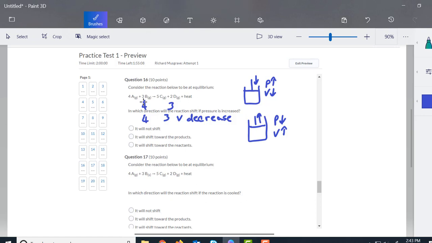If the reaction is being cooled, what that means is that heat is being removed. So if a product is being removed, that means the reaction will shift to this side to compensate for that. If heat happened to be on the reactant side, what that would mean is the reaction would shift to this side, to the reactant side.